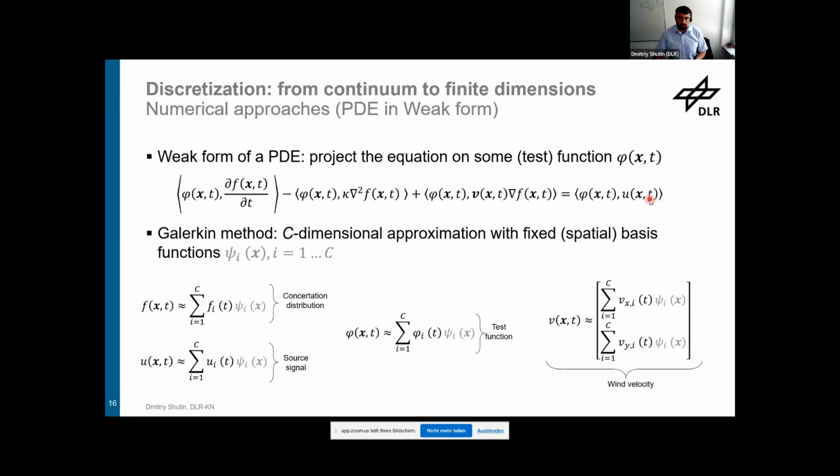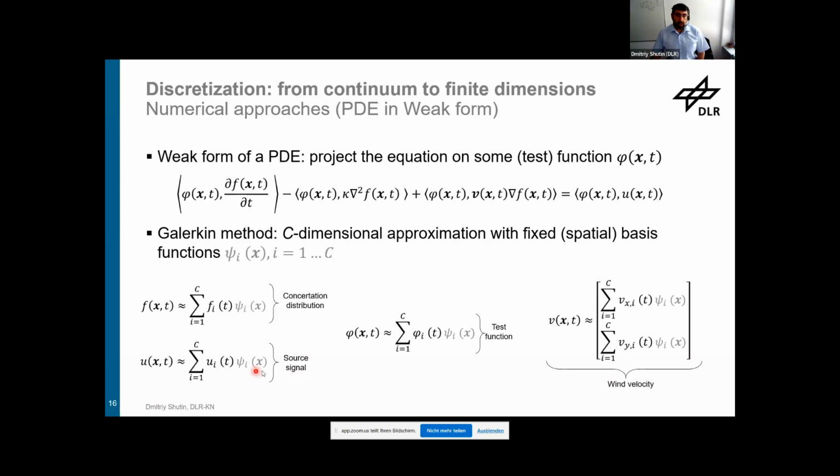I have my sources, which are continuous in space and time. How do I deal with that? The first step is to say, okay, let us approximate or represent our function using some fixed and predefined basis set. So it's very similar to a classical Fourier transform, right? Where you represent your signal in time using a linear combination of Fourier bases. It's a very similar idea here, but you do not necessarily use Fourier bases. You use a different approximation or a different basis to represent your functions.